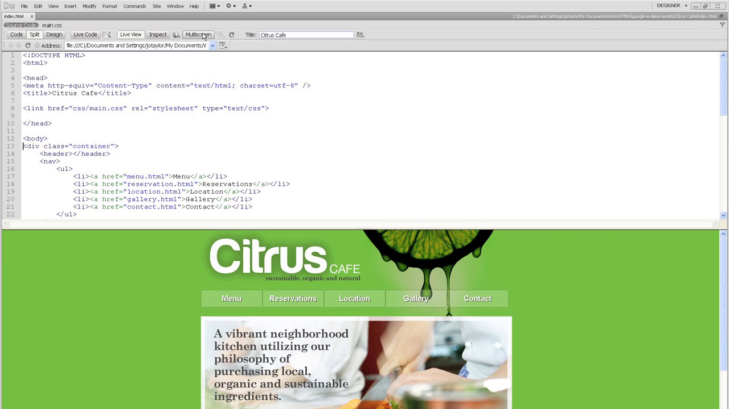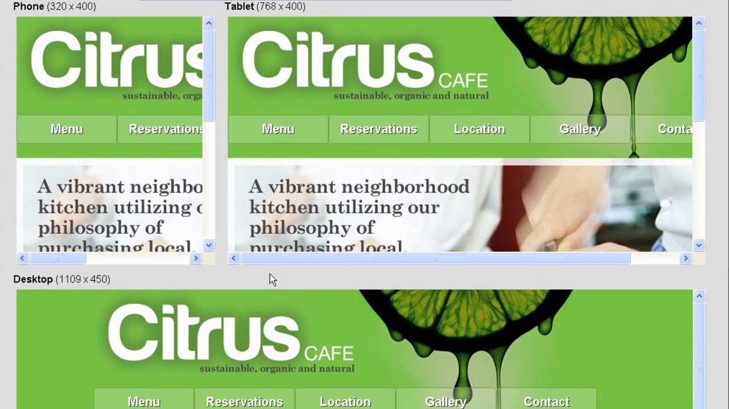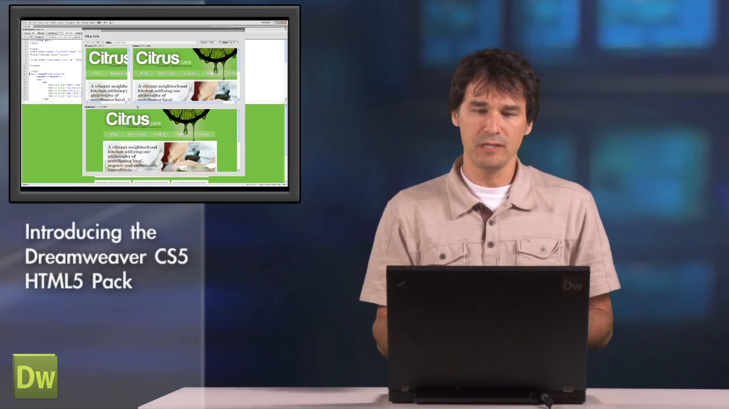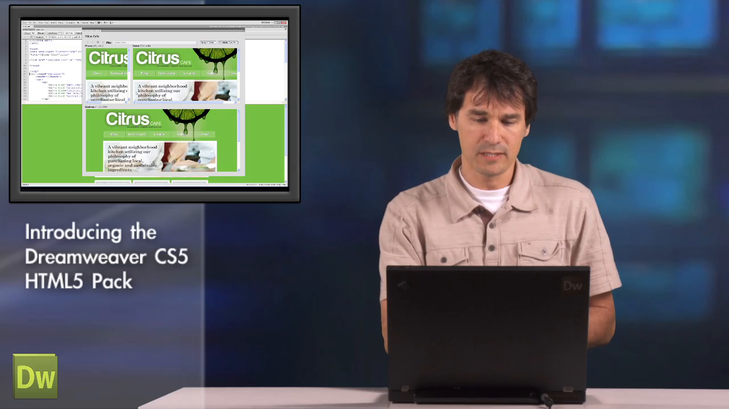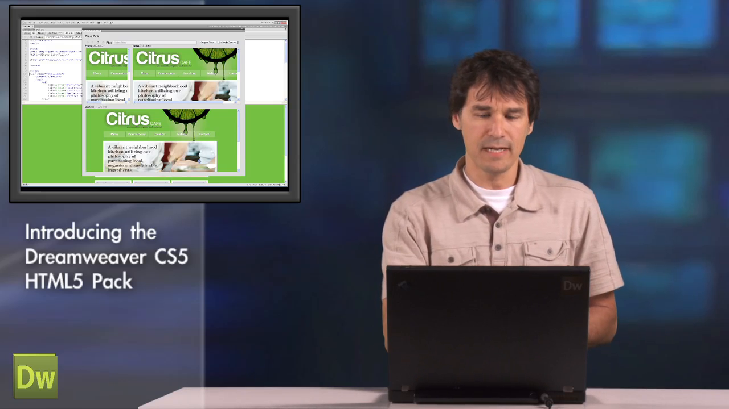So I'm going to bring up the multi-screen preview. And what you're seeing here is that page loaded into three different screen sizes. I've got a large screen size, medium, and small, basically representing desktop, tablet, and phone. And of course, what you're seeing is that same page design is being loaded into those three sizes, which is representative of what you'd get on those devices.